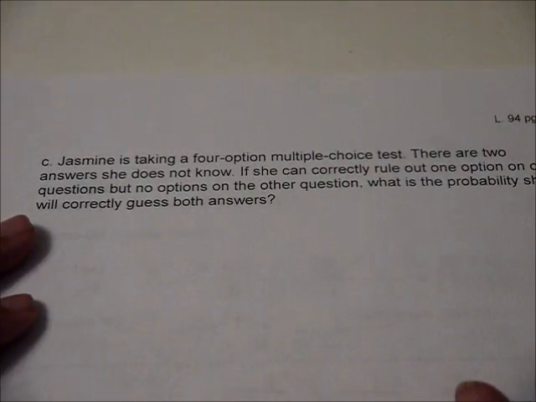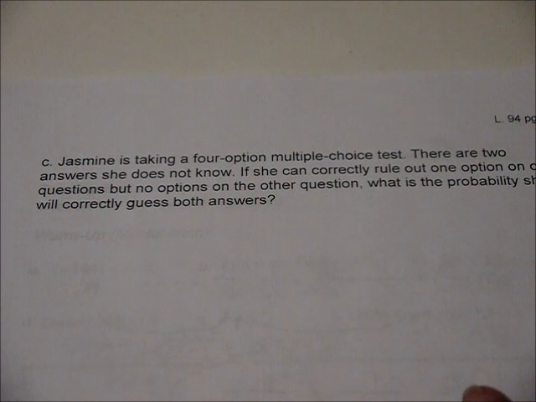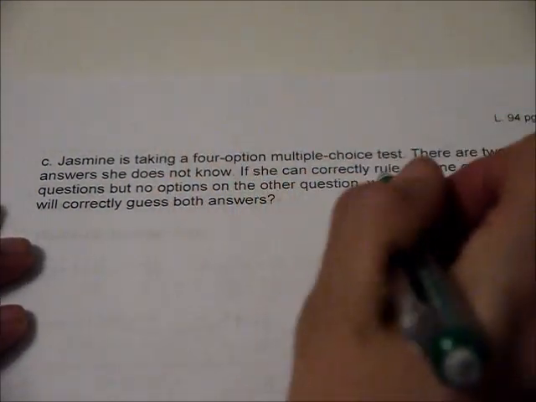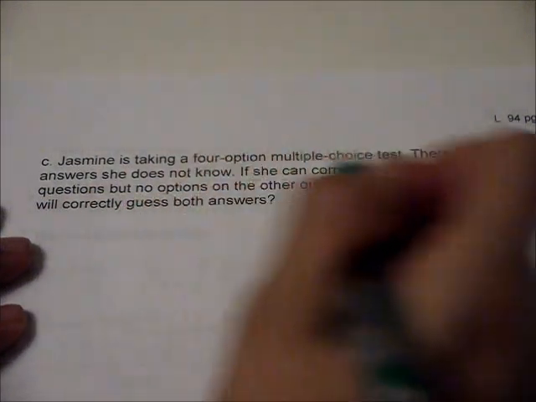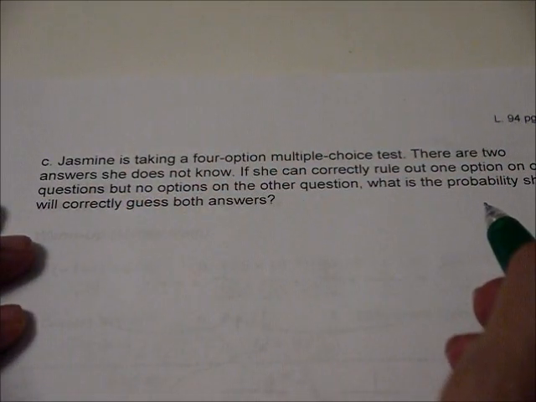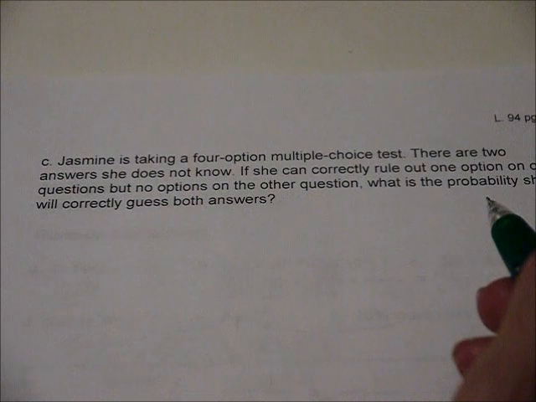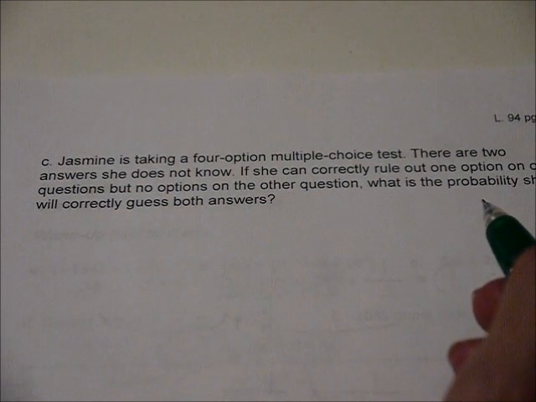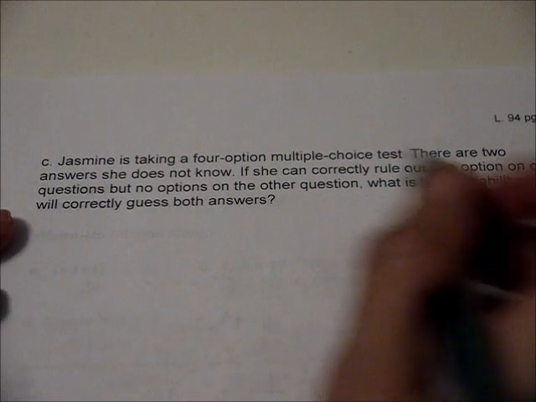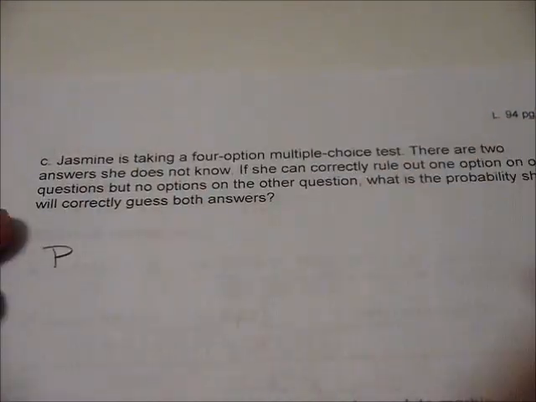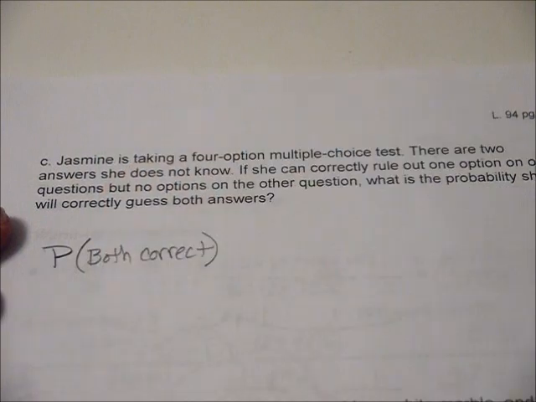And now we've got Jasmine. She's taking a test, so we're going to see how bad her probability is. She's taking a 4-option multiple choice test. There are 2 answers she does not know. If she can correctly rule out one option on one question, but no options on the other question, what is the probability she could get both correct? So we're just looking at 2 problems.